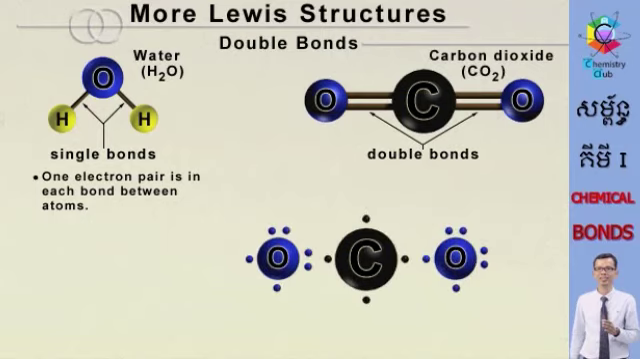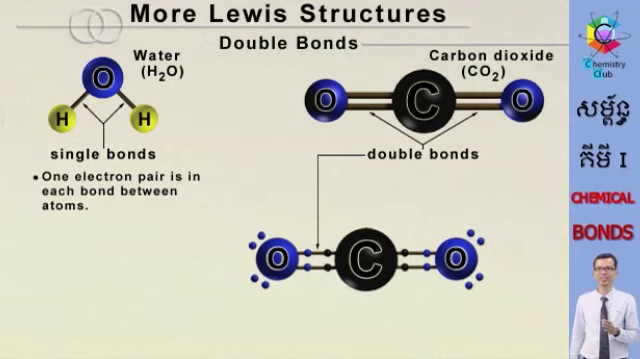The Lewis dot diagram shows the 4 valence electrons in the carbon atom and the 6 valence electrons in the oxygen atoms. To satisfy the Octet Rule for each atom, the carbon atom must form a double bond with each oxygen atom.